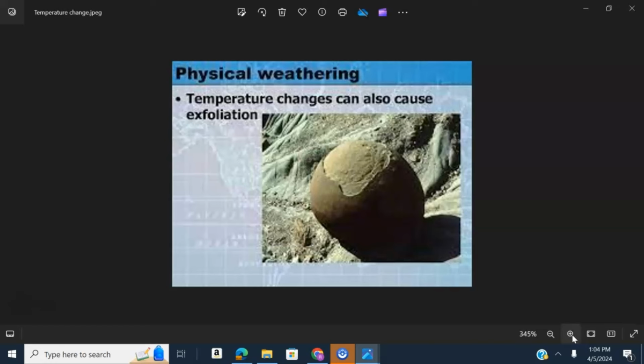So due to the high temperatures and then the temperature drops, what you realize is that the outer layer of the rock will start to peel off in a process known as exfoliation, as is seen here. Once you're able to explain that, you should be good on your way.